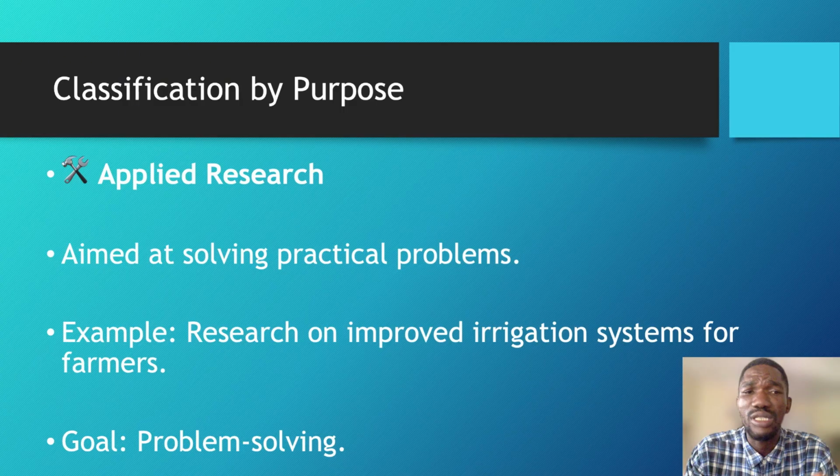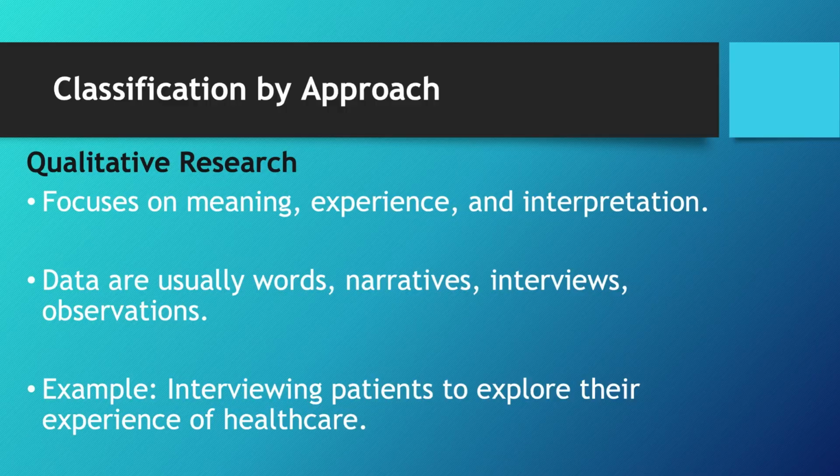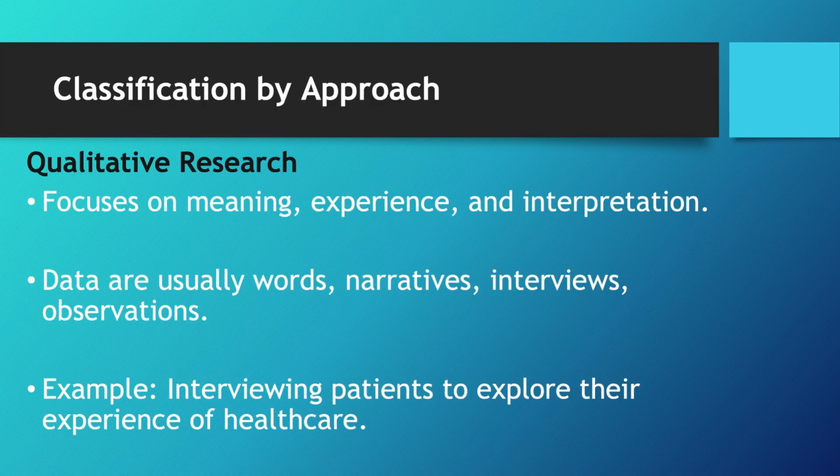The next classification that we need to know is classification by approach. For that one, we have qualitative, quantitative, and then the mixed method. Basically, qualitative research focuses on meaning, experience, and interpretation of these experiences. So anytime you hear anything about qualitative research, it's basically about the experiences. What do people have to say about something? How do they explain things? So what are people saying? So there's an avenue for people to express their views and opinions. That's how you know a qualitative research.